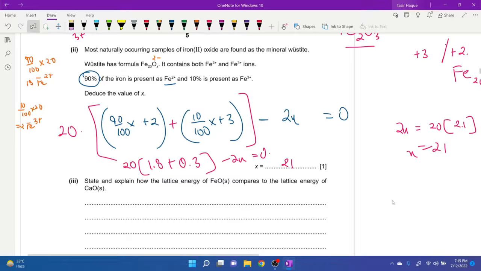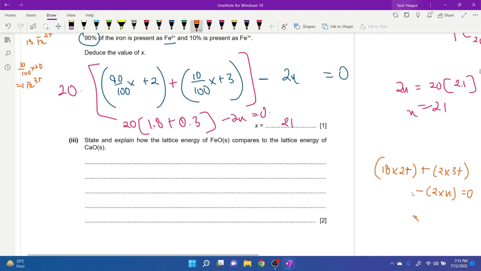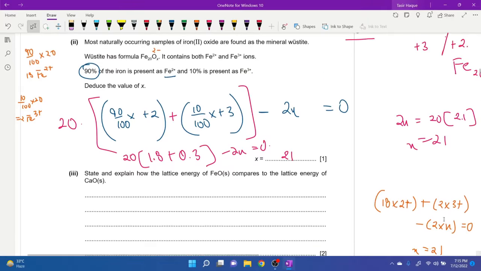Essentially what I did was 18 into 2 plus 2 molecules of iron 3 plus into 3 plus, minus 2 into x atoms of oxygen, is equal to 0. If you solve this, 18 into 2 plus 2 into 3 divided by 2 gives you an answer of 21. So there are x atoms of oxygen, basically. All right, so that's the logic.